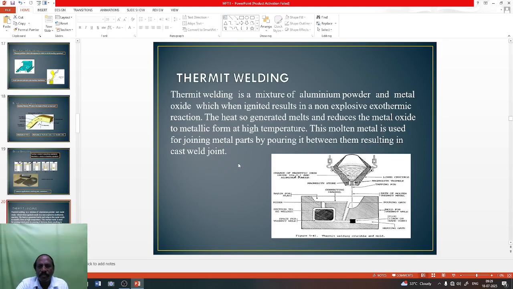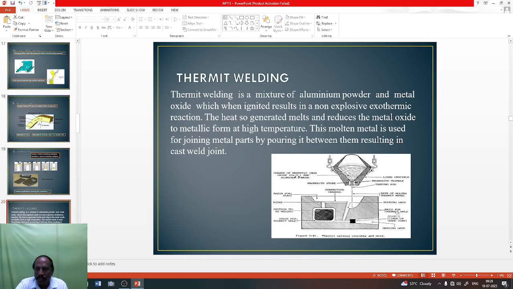And thermite welding is a mixture of aluminum powder and metal oxide, which when ignited results in a non-explosive exothermic reaction. The heat generated melts and reduces the metal oxide to metallic form at high temperature. This molten metal is used for joining metal parts by pouring it between them, resulting in cast joints. Okay, so the application of this is in the construction of thermite welds. So in that reaction, heat is generated at high temperatures, and that forms the space for this, and you will get this shape.